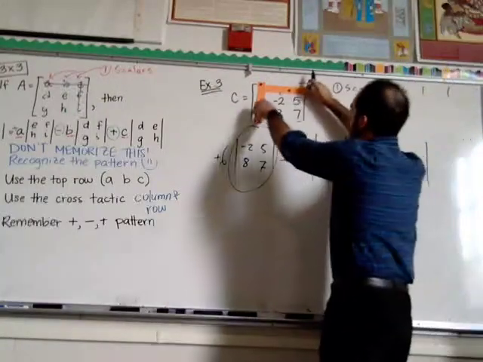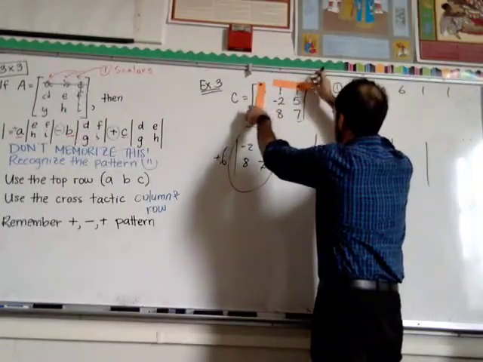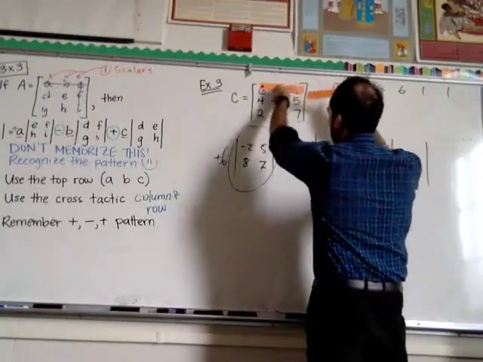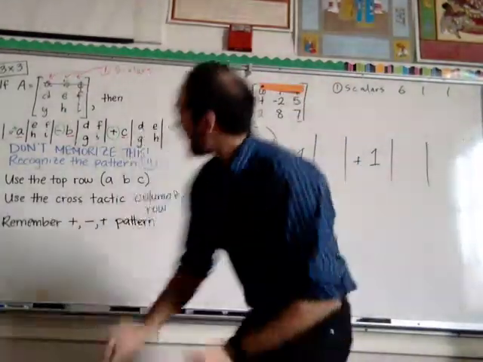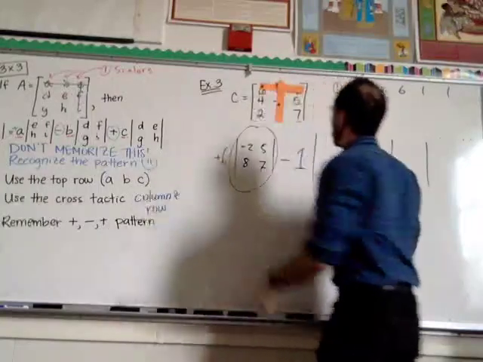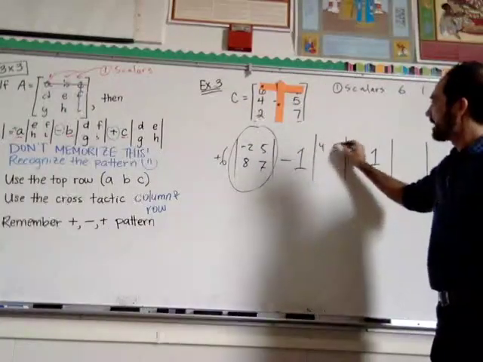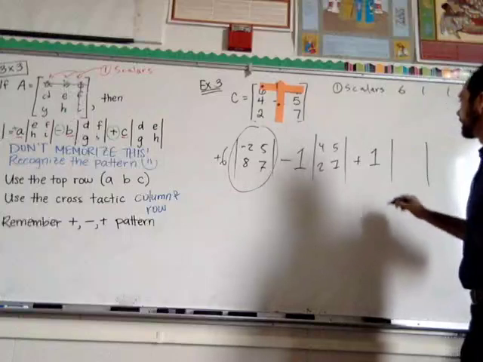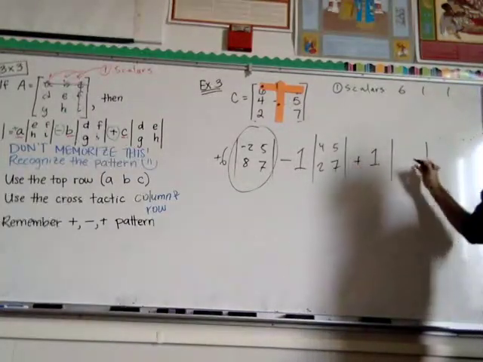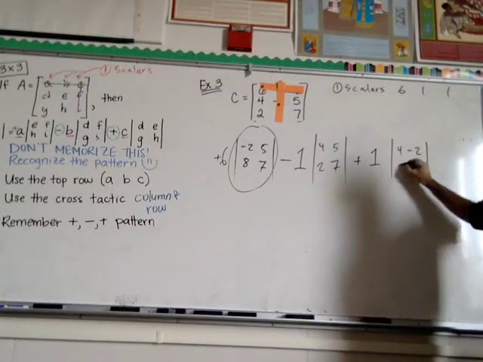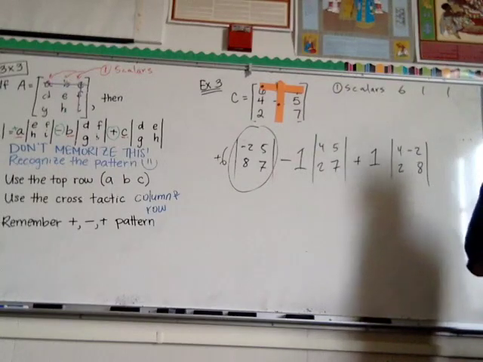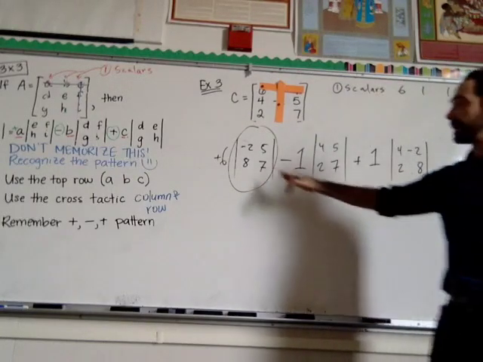How about for 1, or -1 we get, or it was 1 actually. We end up with this right here. So we end up with 4, 5, 2, 7. Somebody help me out. What's the last one we have? 4, -2, 2, 8. Like that. Okay. So I'm going to work on this first.